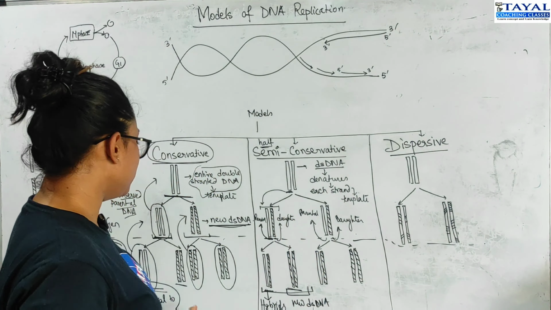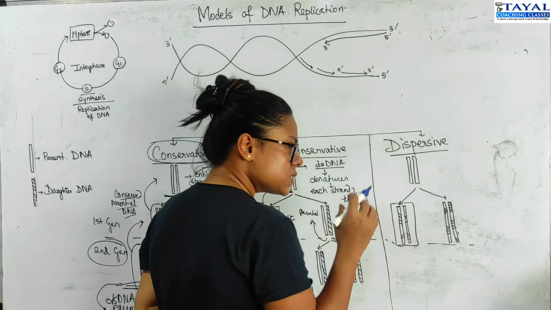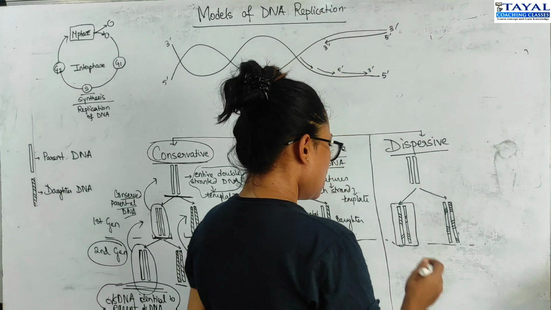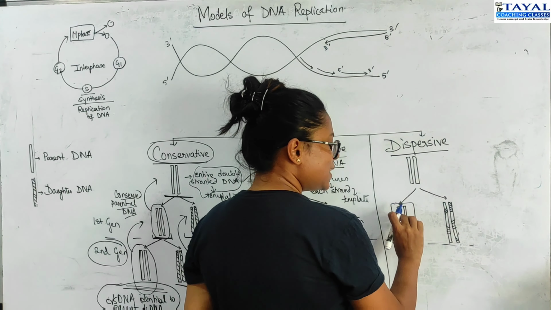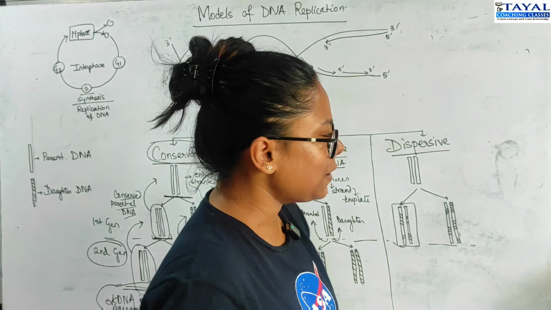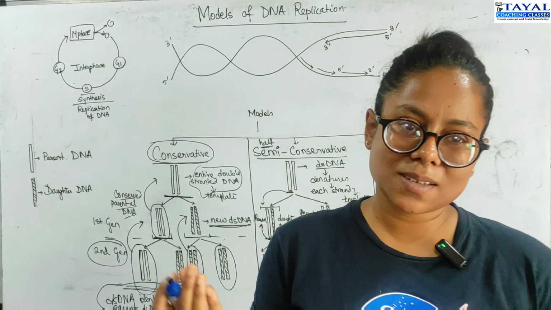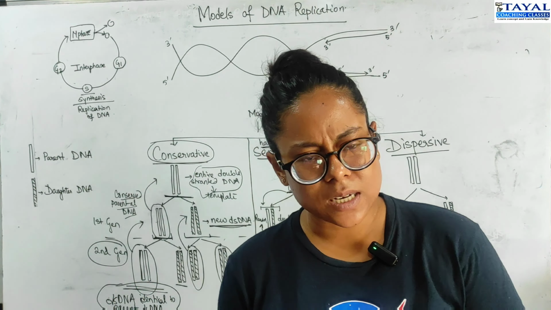Coming to the dispersive model, it says that the new DNAs formed are basically amalgamations, sections of the parental DNA and daughter DNA forged or mixed together, right? When further experimentation was done, which is known as the Meselson-Stahl experiment, it was proved that the semi-conservative method is the method that is actually at action when DNA replication takes place in humans.